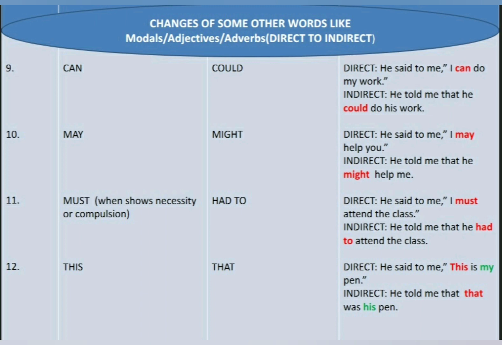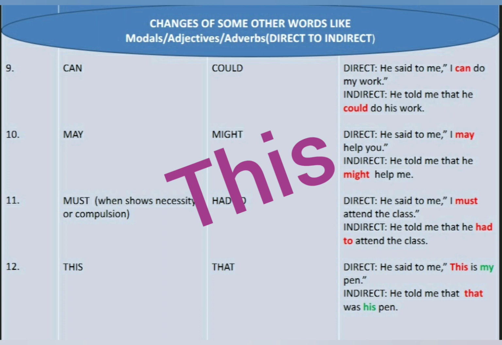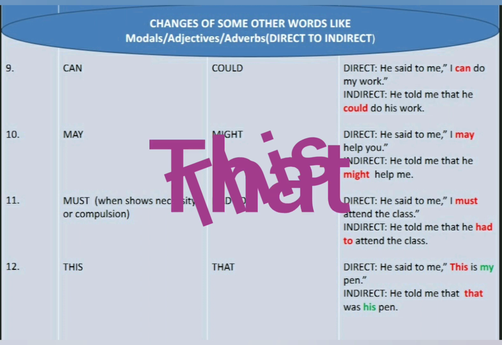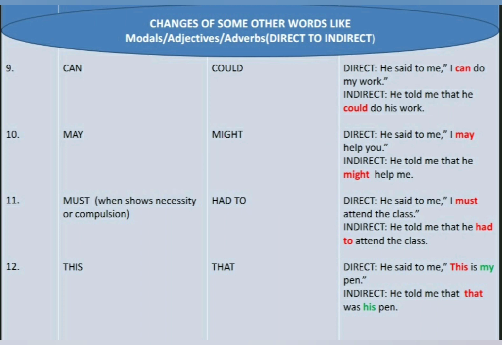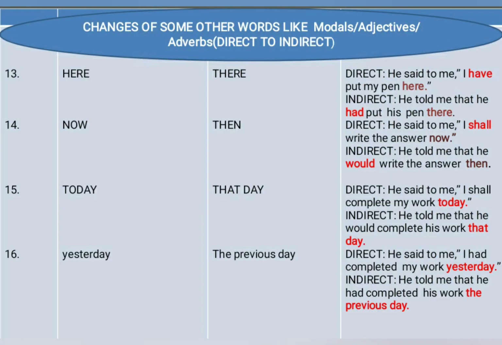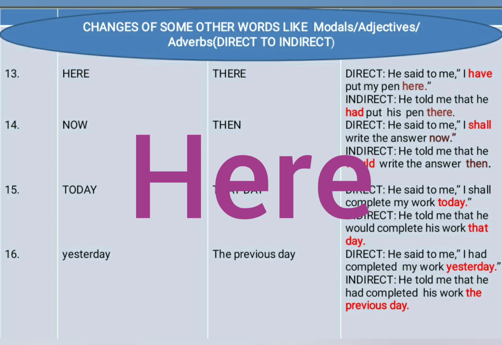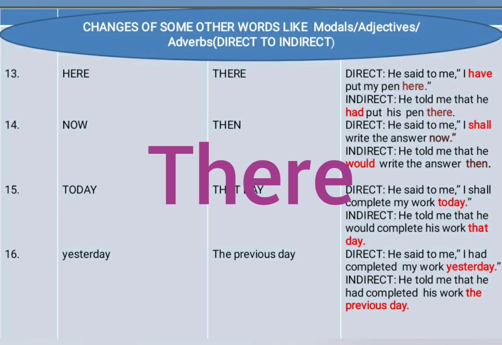12th point. If this is written, it is converted into that. As in the example, he said to me, this is my pen. Indirect speech is he told me that that was his pen. Now 13th point, which I have already explained to you, that if here comes in direct speech, it becomes there. You can see the example.